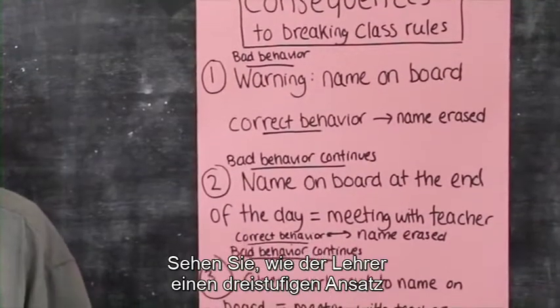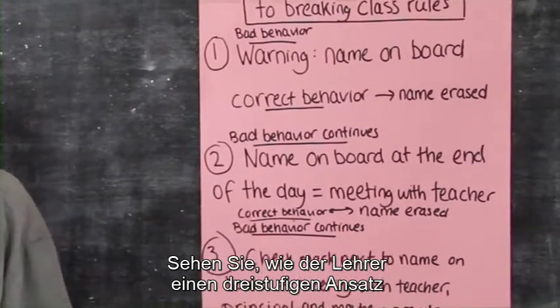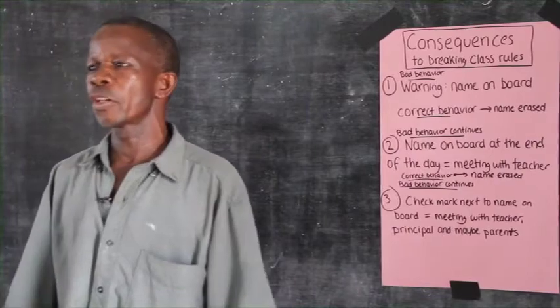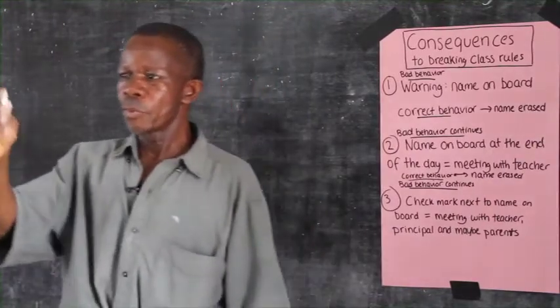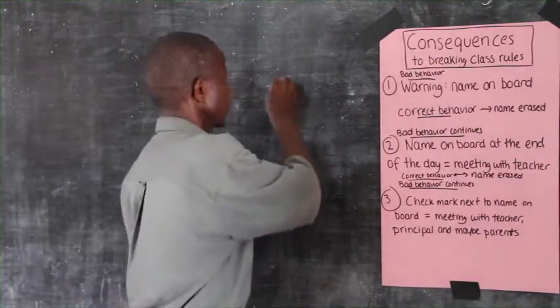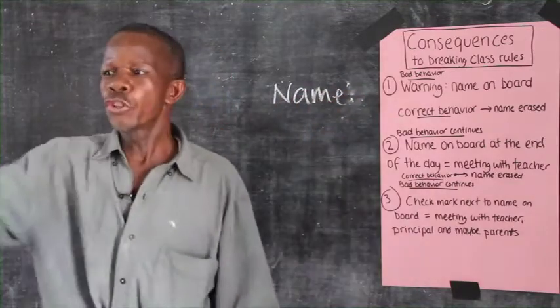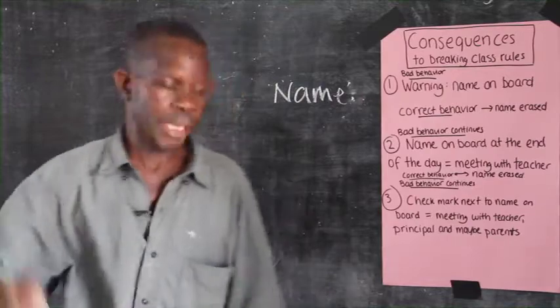Watch how the teacher clearly communicates a three-step approach to handling discipline problems. There are consequences in breaking of rule. The first time you break the rule, I write down your name. If you change your behavior correctly, I erase your name.